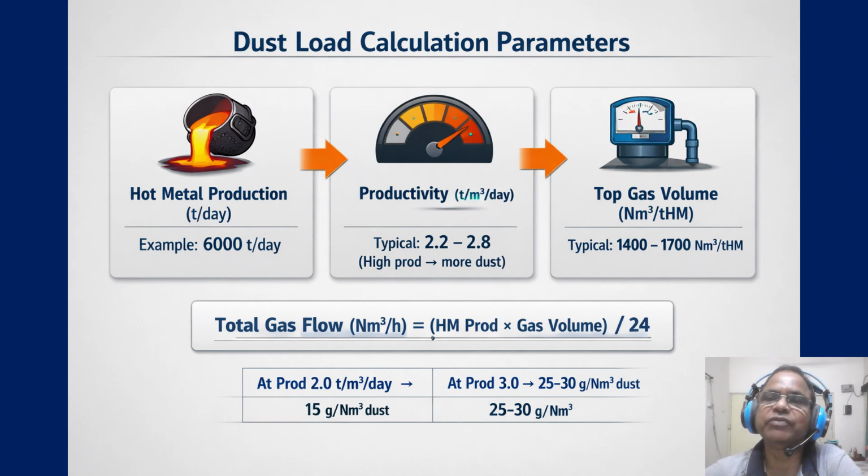From these three, we calculate total gas flow, the backbone of everything. The formula is: gas flow in normal meter cube per hour is equal to hot metal production into top gas volume divided by 24.